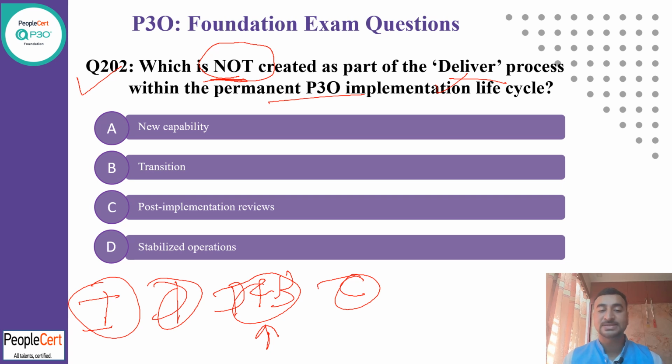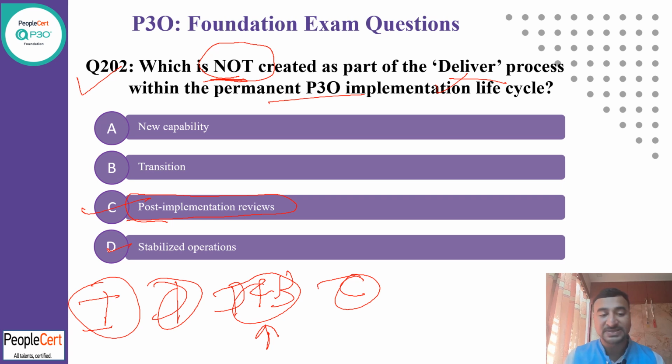So new capabilities are certainly created by this. Transition can also be created by this: deliver capabilities and realize benefit. Post implementation review is not something we have to take care of at this stage. It should be taken care of at the operation level, to stabilize the operation. So I believe C would be the most correct answer.